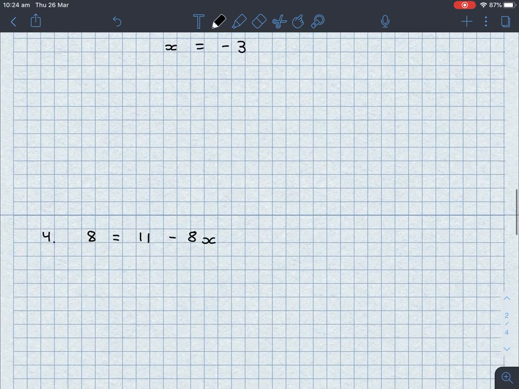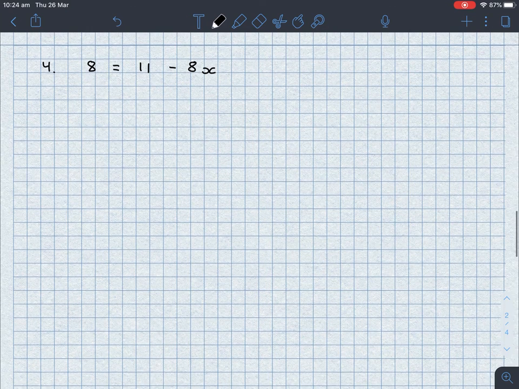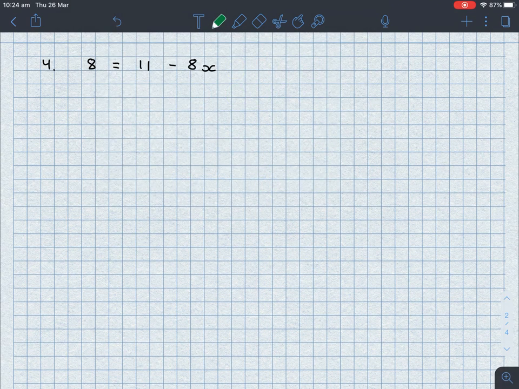Okay, one more example. In this one, I've thrown in a few tricky things just to make sure that you've seen it all before you have a go at your questions today. So here, my x is on the right-hand side. That doesn't change anything. I'm still going to be getting rid of the numbers around x until x is on its own on that side. Here, I'm also going to end up with a fraction as my answer. I've done that deliberately so that you can see it's not just whole numbers when we're looking at equations.